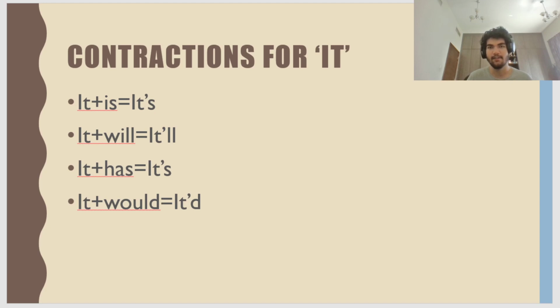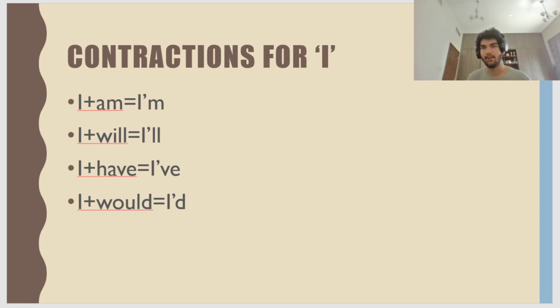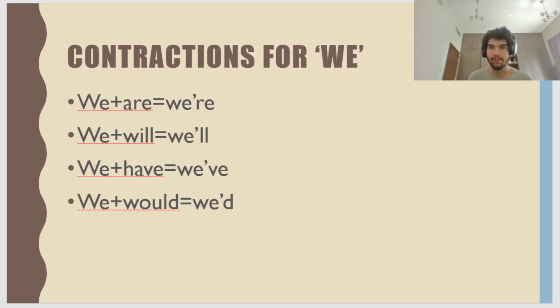Now let's revise what we have learned. The first person contractions for I are I'm, I'll, I've, and I'd. The contractions for we are we're, we'll, we've, we'd.